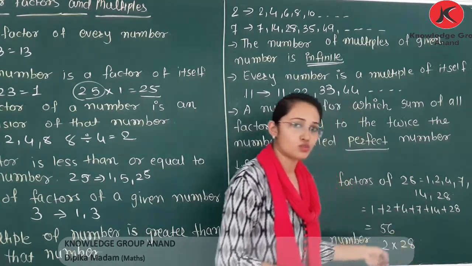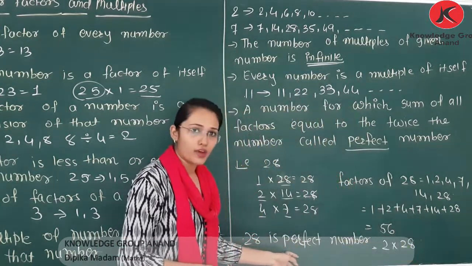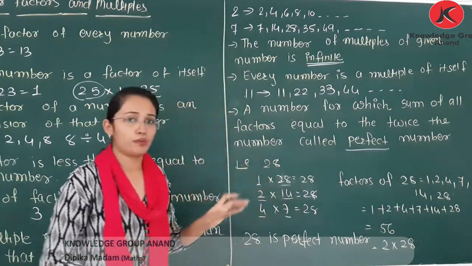Twice that number. So that's why it is called a perfect number. Some numbers are only perfect numbers.